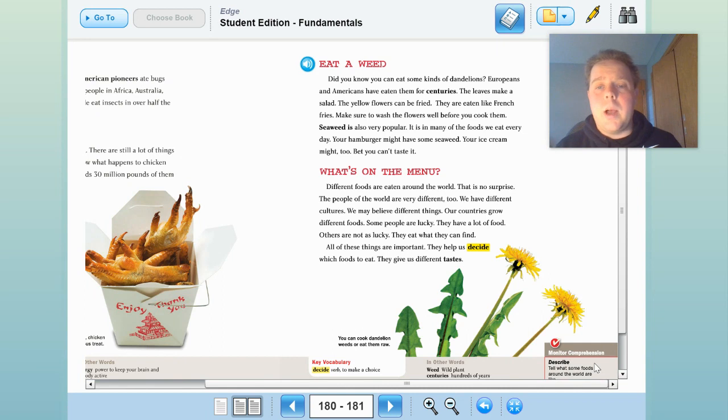Seaweed is also very popular, and it is in many of the foods we eat every day. Your hamburger might have some seaweed. Your ice cream might too. Bet you can't taste it.